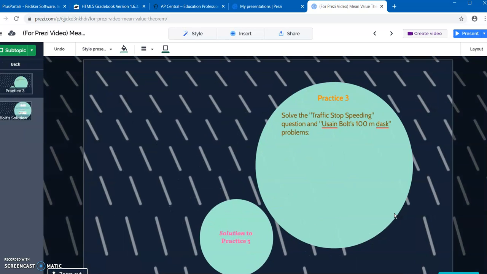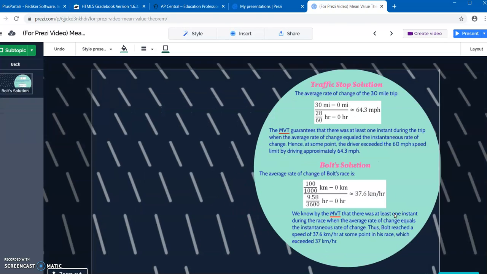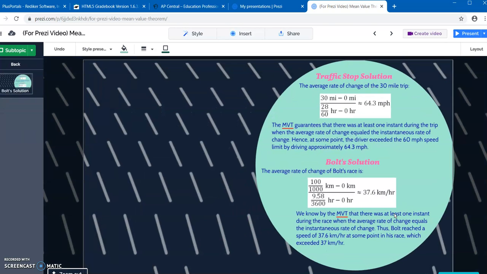Then practice 3 here is where I would give you the opportunity to solve the traffic stop problem and the Usain Bolt problem. Take a minute and look at those problems again. So here's my solution to the traffic stop problem and Usain Bolt's problem.